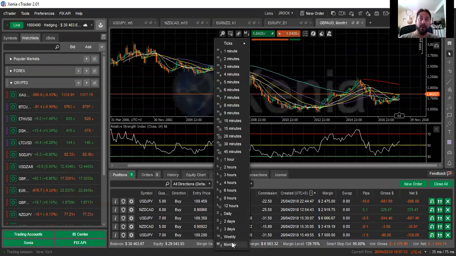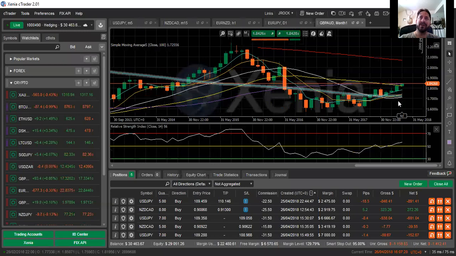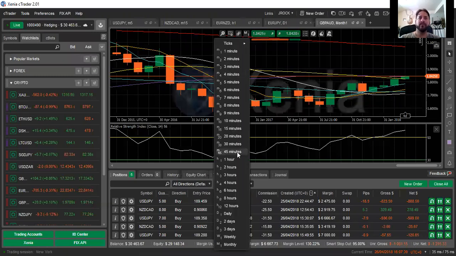All right, I have been bullish on the pound because I believe it's coming off the bottom. So we have a channel trend going on right here on the month time frame. We are at support on the 34 and resistance at the 50 on the month time frame. Let's go to the week time frame.